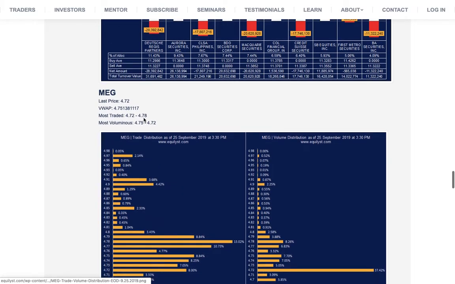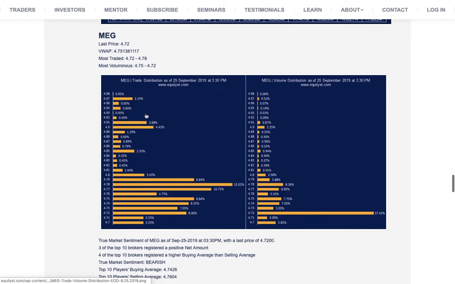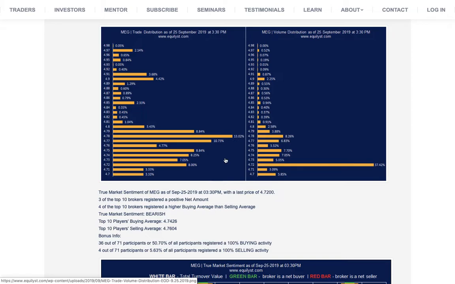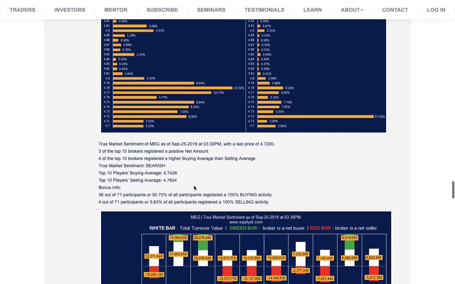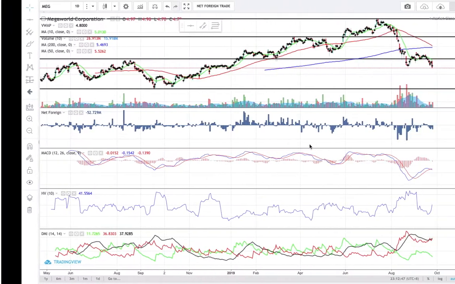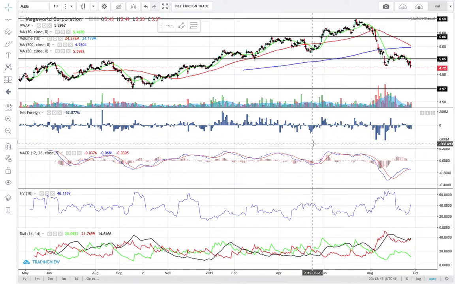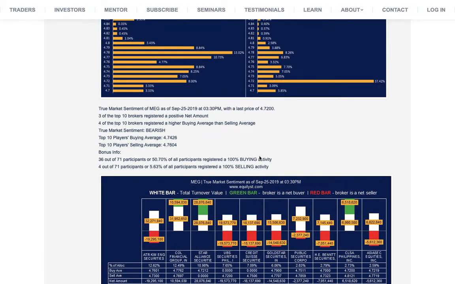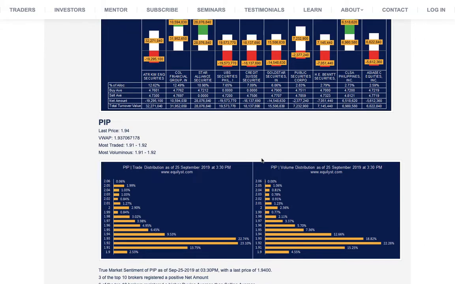So the last price is lower than the VWAP. It's a bearish momentum power indicator like I've said already. It's also a bearish true market sentiment. So there are no buy signals, no top-up signals whatsoever. Avoid Mega World for now, not forever.